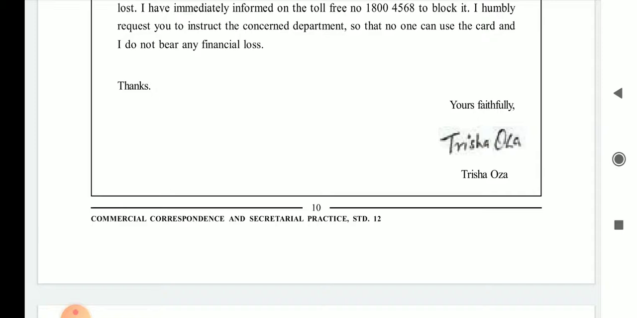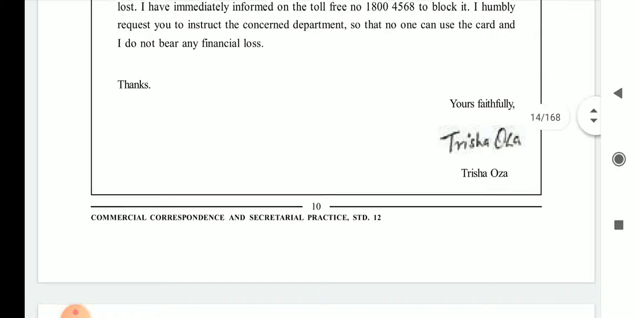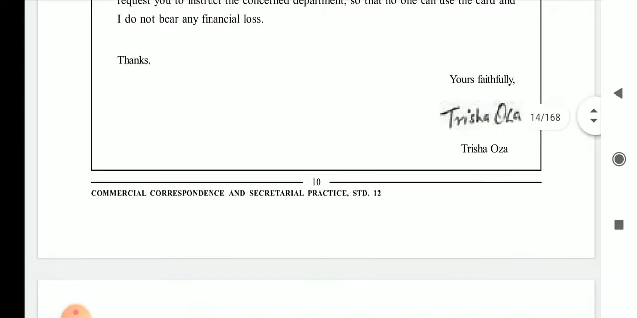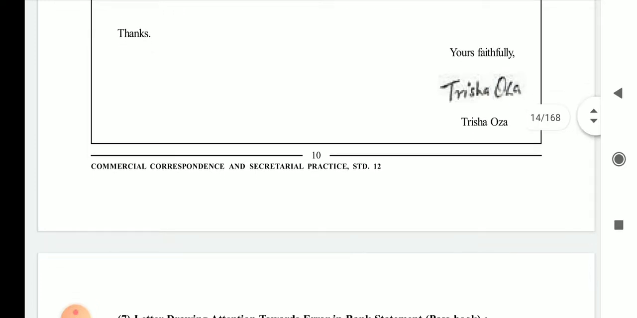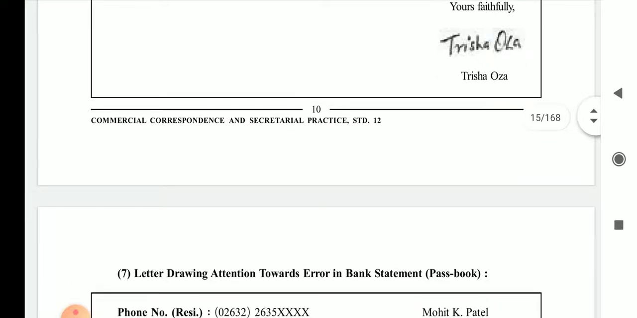Thanking you. You have to write thanking you instead of thanks, because it is very professional. So you have to make necessary changes while writing this type of letter, and instead of thanks you have to write thanking you. Yours faithfully, and the lady's name Trisha Oza.